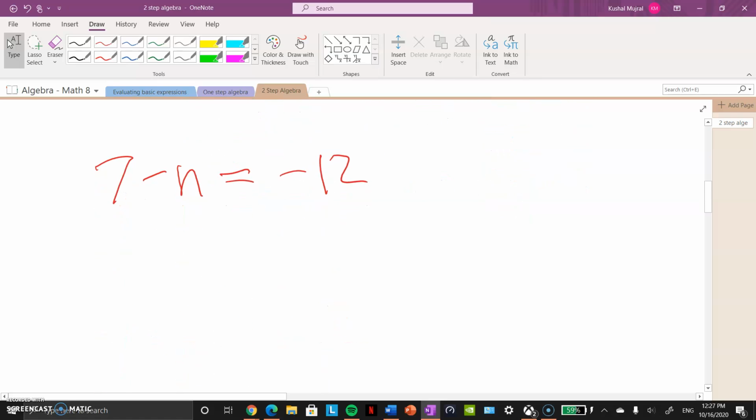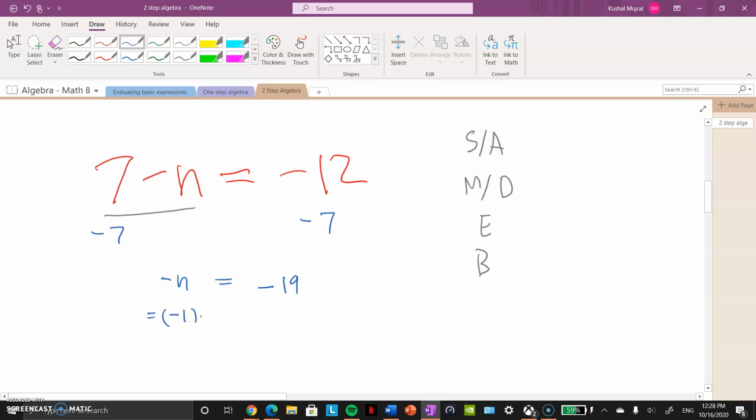Okay. So 7 minus n equals negative 12. So let's write out SAMDEB, S-A-M-D-E-B. So first we're going to see if there's any subtractions or additions, and yes, there is one over here. So how do we get rid of this 7? We subtract 7 from both sides, so we're left with minus n equals negative 19. And then minus n is the same as writing negative 1 times n equals negative 19.